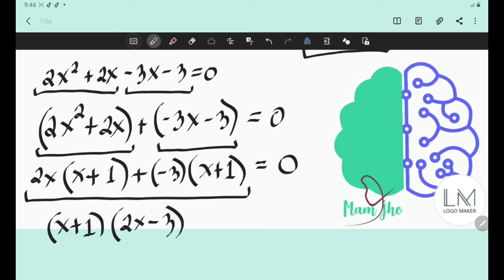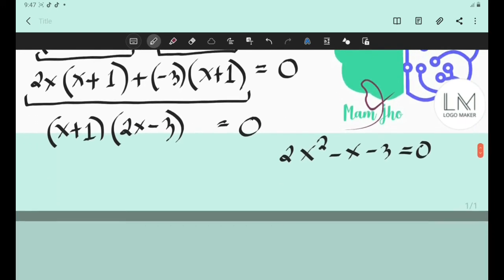So, ang factors pala natin ay x plus 1 multiplied by 2x minus 3. Ito ngayon ang factor nung ating 2x squared minus x minus 3 is equal to 0. So again, napahaba lang natin siya because we need to factor for us to solve for x.